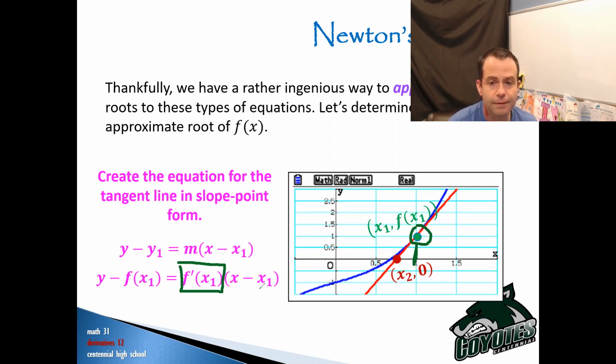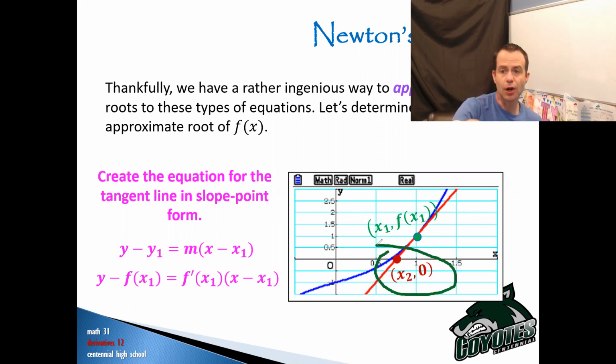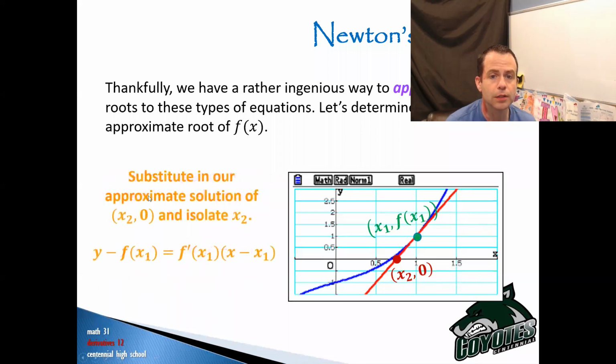And then the point I have is x1, comma, my y value, which would be f of x1. Okay? Awesome. Now, the other thing I need you to see is, hey, this x2 comma 0, that's also on this line, correct? It's still on the tangent line because that was the x-intercept of the tangent line that you created. So how could we use that? Well, substitute in our approximate solution of x2 comma 0 and isolate for x2. That's what we're now going to do.